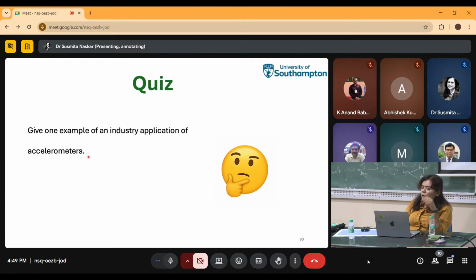What else? How can we use the accelerometer? Detecting the axle. Sorry? Detecting the axle of a vehicle passing through the road. Yeah. I cannot hear you, sorry.